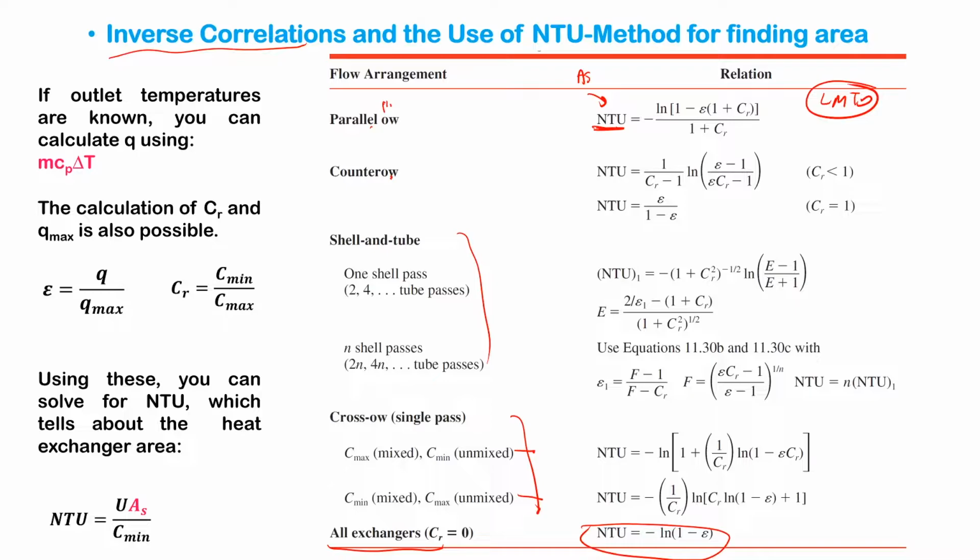So if we are trying to find the area and we know all four temperatures, we can calculate m Cp delta T. That is step one. If you know m Cp delta T, you know Q. And if you know the Cps for the cold and hot sides, you can calculate Qmax. That means you can calculate epsilon. After you have epsilon and CR, you calculate NTU, which is a function of epsilon and CR. Then after you have NTU, you calculate the area. That is another way to calculate area aside from the LMTD method.